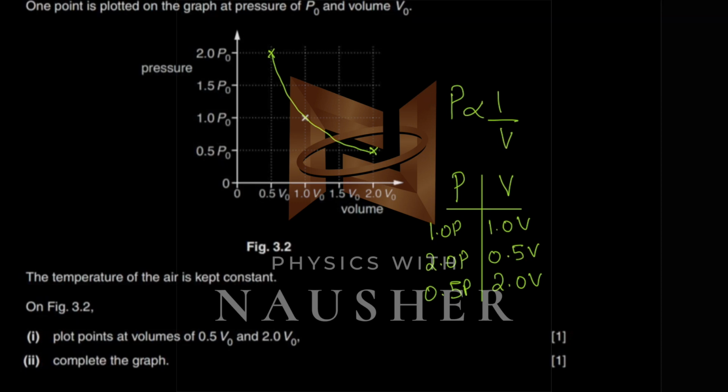अगर आप वॉल्यूम को हाफ करोगे तो प्रेशर डबल हो जाएगा. So 0.5V पे 2P, 2V पे 0.5P, you make these points and you plot a curve because this is an inverse relationship and inverse relationships are always non-linear. So in inverse relationships, you always make this curve.